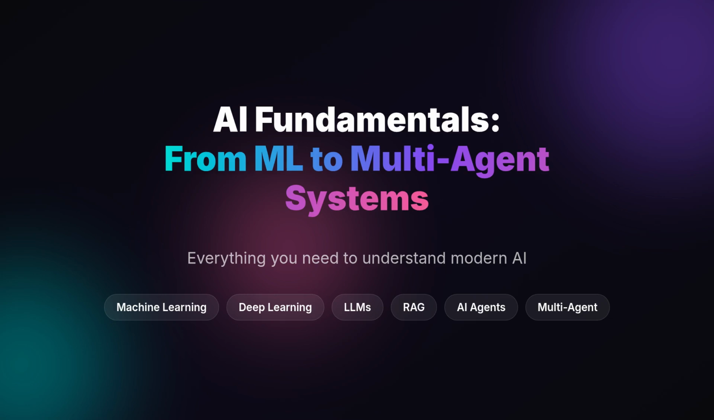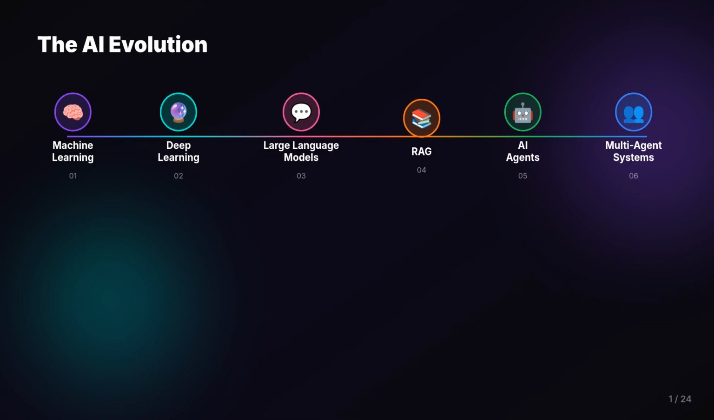Everyone's talking about AI agents, RAG, and multi-agent systems, but most explanations skip the fundamentals. Today, I'm going to take you from zero to actually understanding how all of this works and how each piece connects. Here's what we'll cover: machine learning basics, deep learning and neural networks, large language models, RAG or Retrieval Augmented Generation, AI agents, and multi-agent systems. Each one builds on the last. Let's start at the beginning.